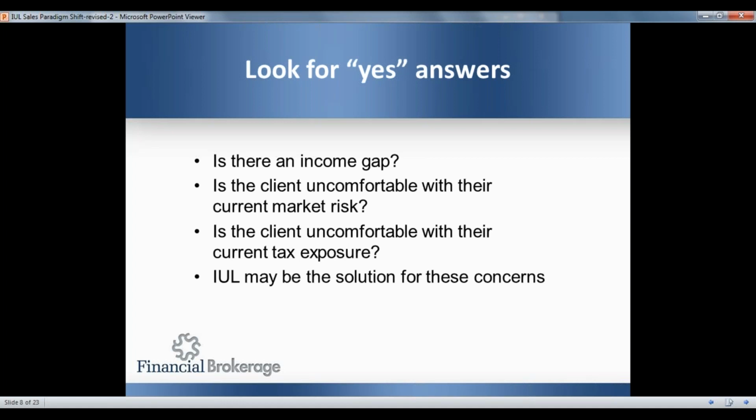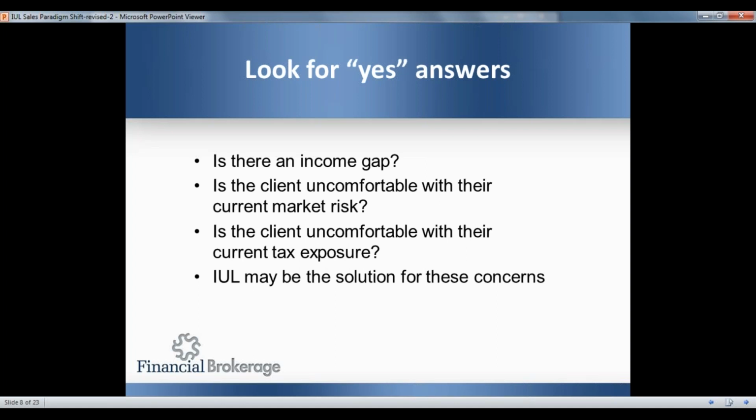Now, as we've taken our client through this process to determine their retirement income needs, you want to look for some yes answers to these questions. And these are the questions that I mentioned early on are going to lead to all these increases in the IUL sales for you. So first of all, is there an income gap, right?